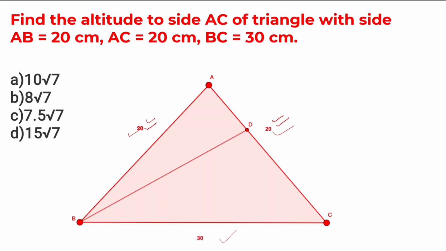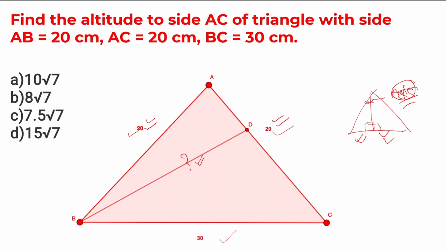An isosceles triangle has the property that if you draw a perpendicular from the vertex, this is the perpendicular, it is going to bisect the opposite side, and it is also bisecting the angle. So I need to find out this length.